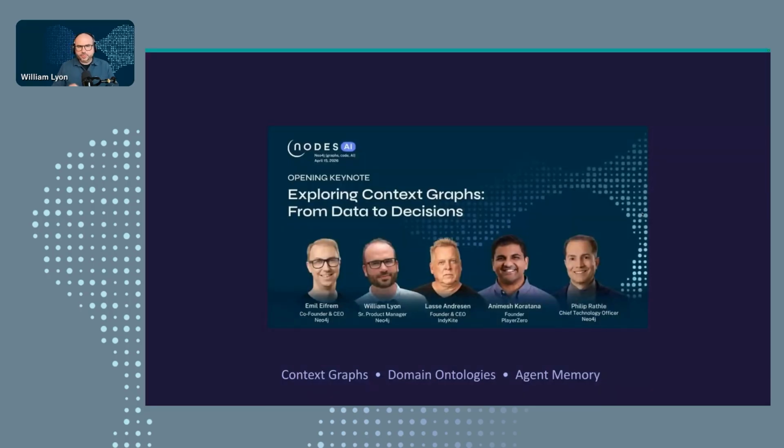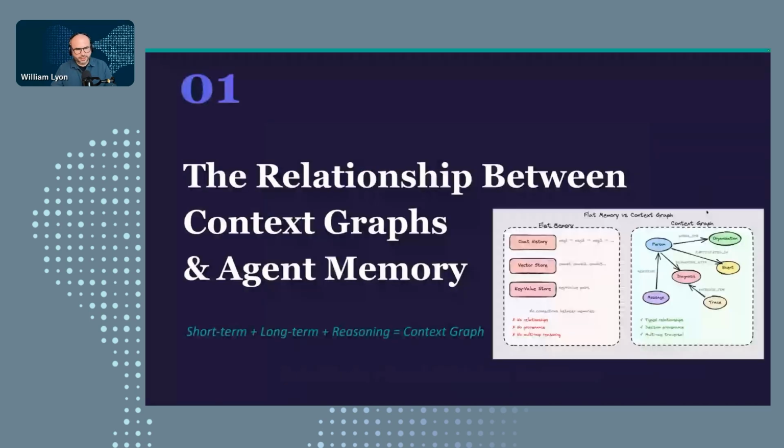I want to pick up right where we left off in the session earlier this morning, in the panel discussion in the keynote. I want to pick up some of the topics there that we touched on and maybe drill in a little bit specifically around context graphs, agent memory, ontologies, these sorts of things. So I'm going to jump right in. And the first thing I want to talk about, and this came up in the panel discussion, is this relationship between context graphs and agent memory.